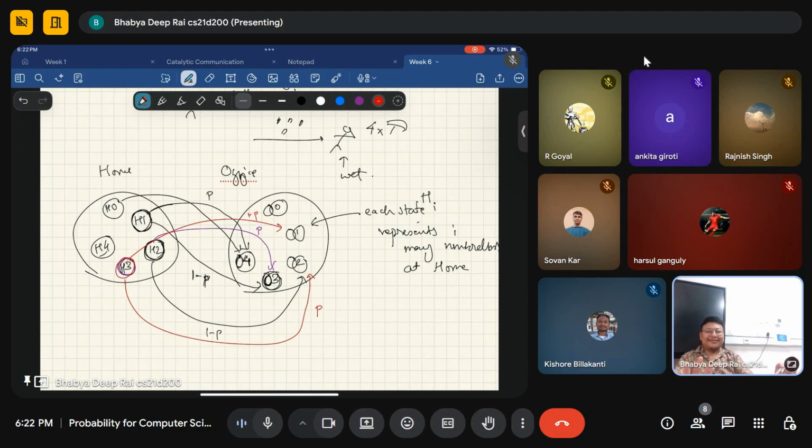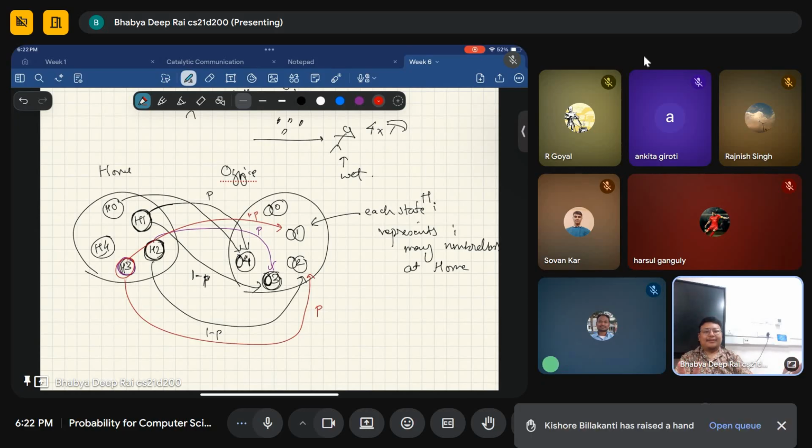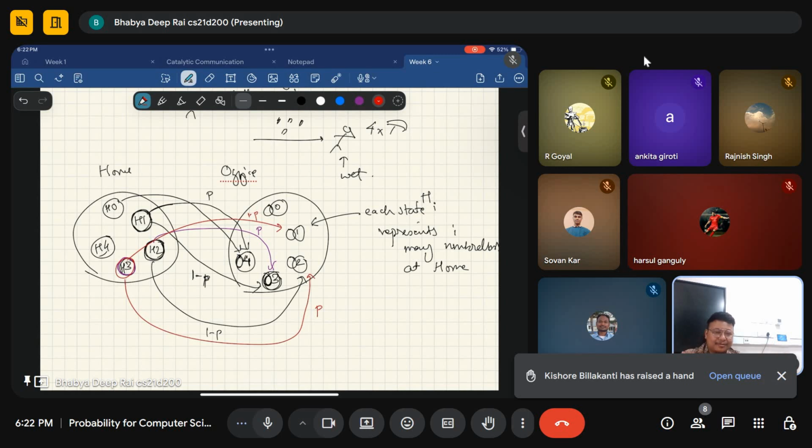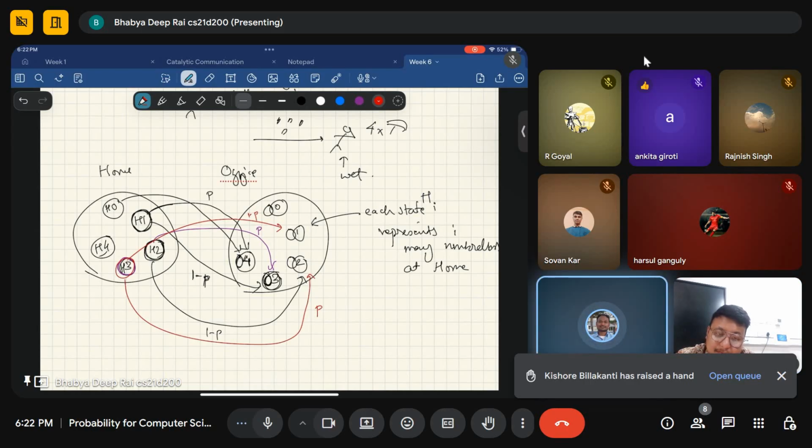So, is everyone fine with this? Yeah, Kishore. See, probably I might have missed the initial part as I joined a bit late. Sure, no problem. To some extent, to some transitions, I got the point.